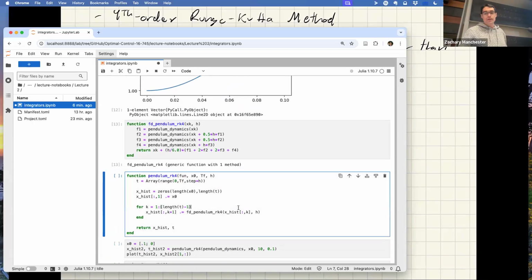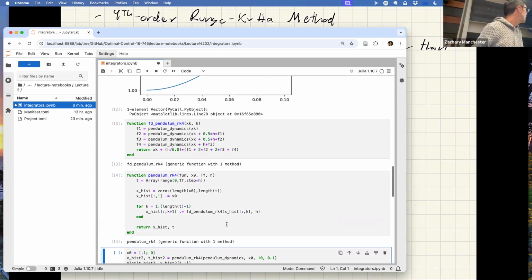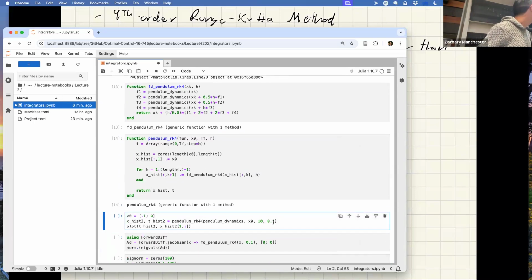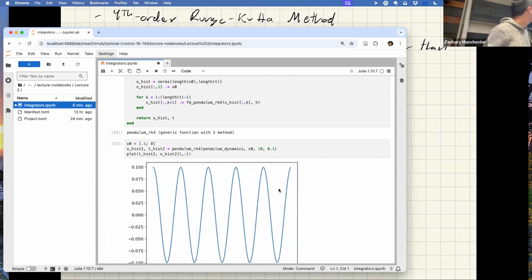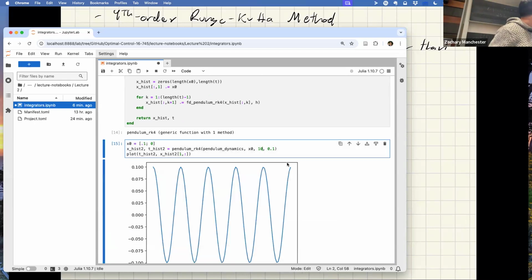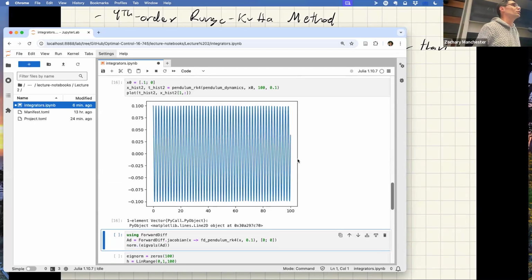Here's the exact same thing, pendulum, but with RK4. Now we're going to go do the same thing. We're going to do 10 hertz, like what we started with, and plot it. And it looks really good. We can go for a really long time if you want, like let's go for 100 seconds and see what happens. It's really good, right?